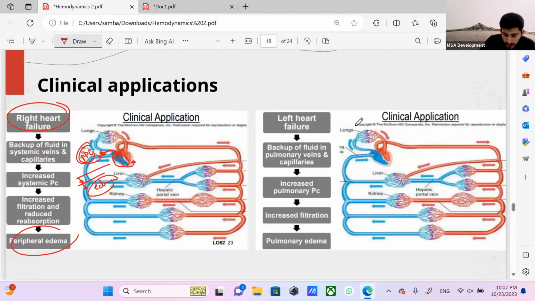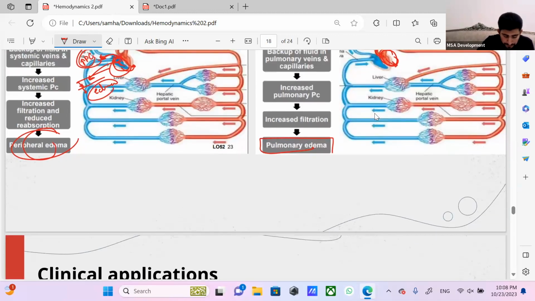Now we have left heart failure, and in left heart failure, this is the left heart, it can't pump blood. The blood will accumulate and it will go to the lungs. Okay, it will not go to the limbs or the periphery, it will go to the lungs, and it will increase the pushing forces, which will cause the blood to get out, and it will cause edema. But where is this edema? In the lung. So what do we call it? Pulmonary edema. So right heart failure, it will go to the limbs and periphery, and it will cause peripheral edema. Left heart failure, it will cause the blood to revert back to the lungs, and it will cause pulmonary edema.